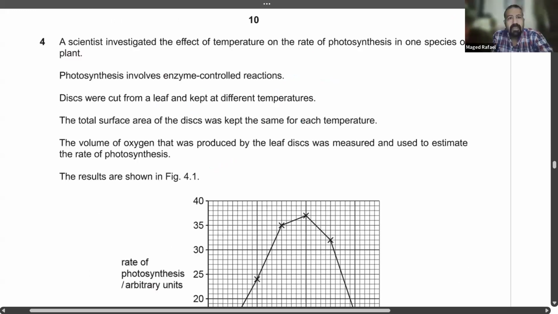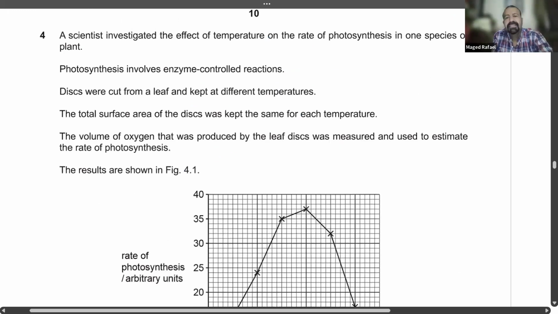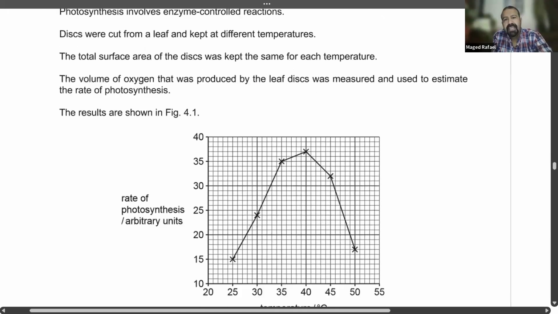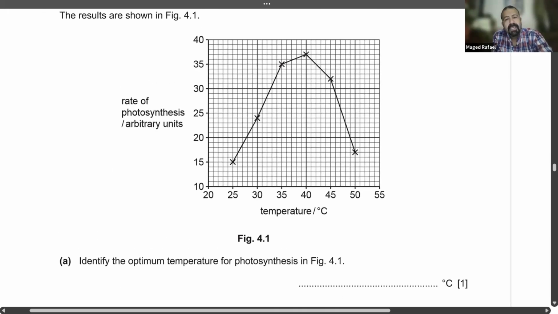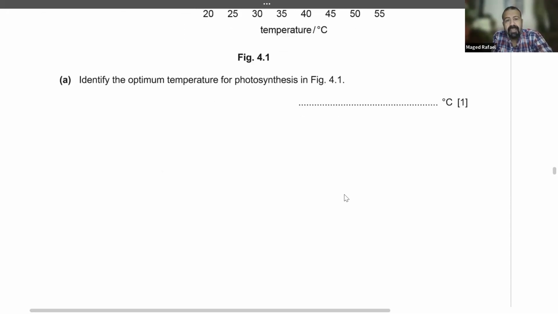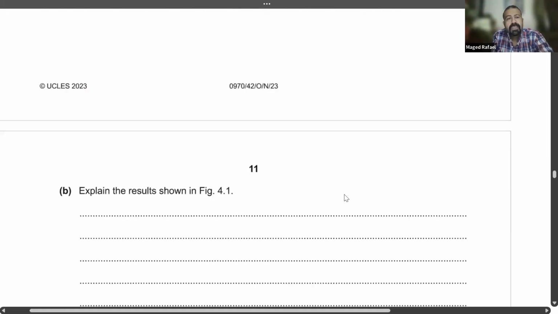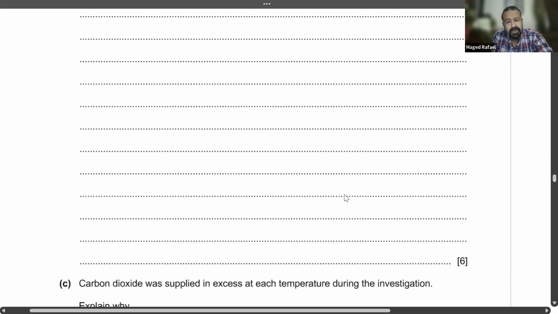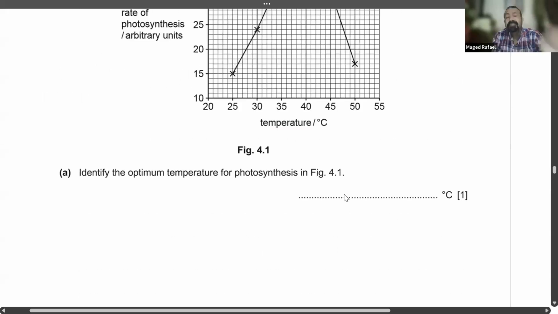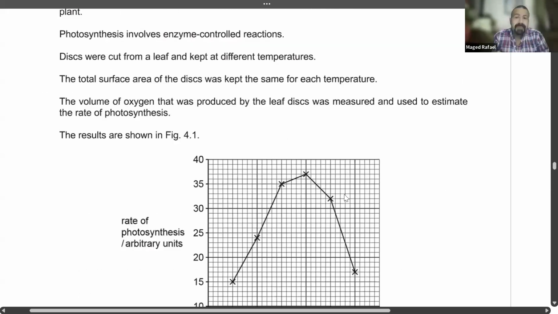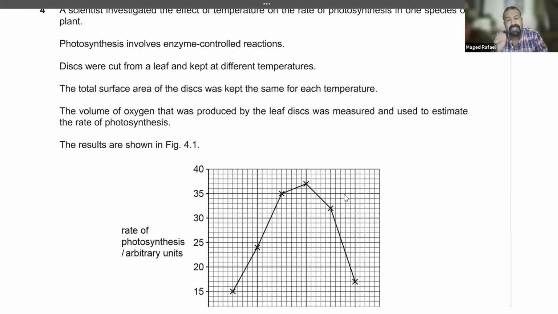Question 4. Question 4 is an enzyme question. Finally, question is easy and direct. He wants you to identify the optimum temperature, and it will be 40 definitely. And then he wants you to explain the results. I will not talk about this because it is 6 marks to explain the results, but no problem at all. We can explain there is a big difference between explain the results with describe only. Explain the results, this means it will be a link question to the describe and explain.